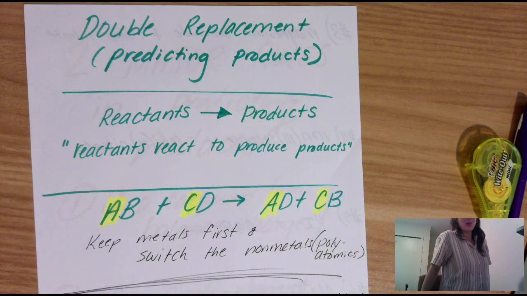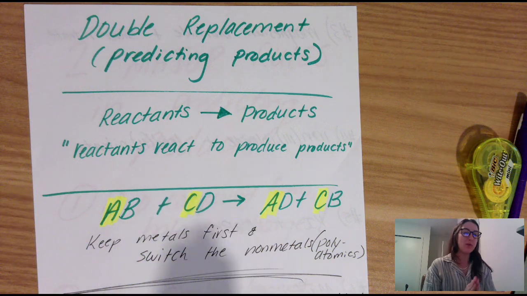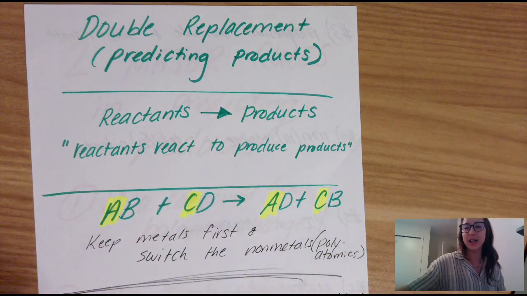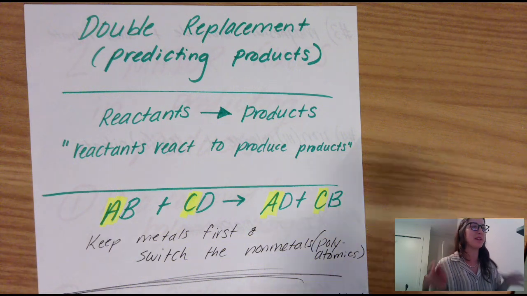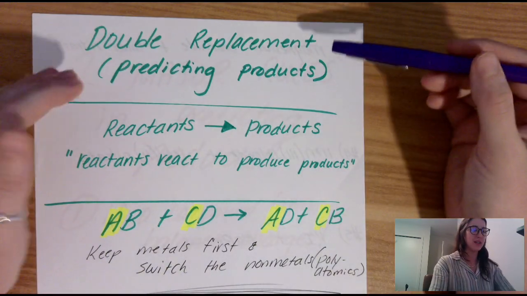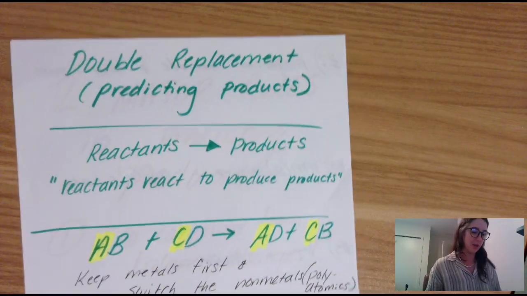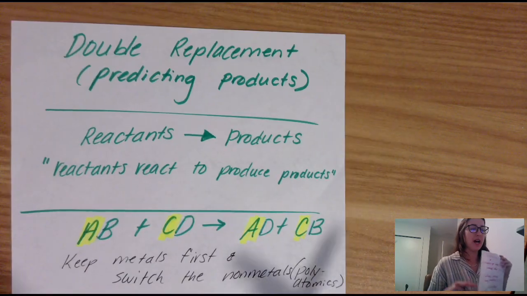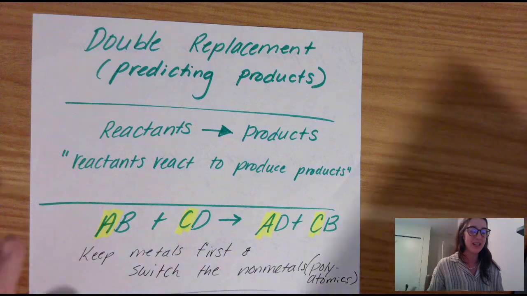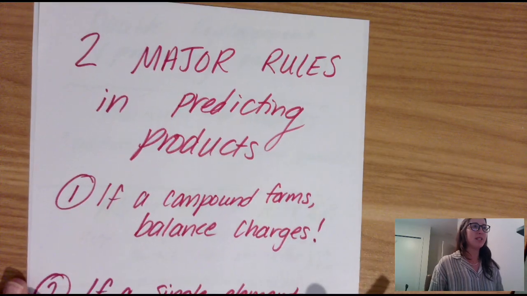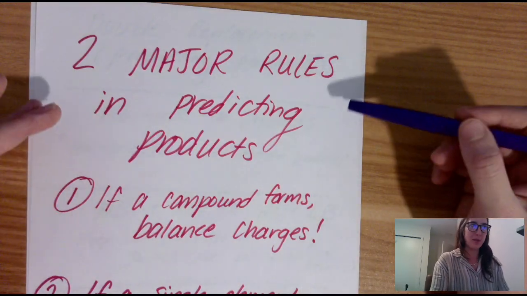We are going to predict products of double replacement reactions here. Double replacement reactions are one of the 5 types of chemical reactions, but in this video I'm just going to really focus on double replacement and the method of that, okay? I do want to mention that predicting products of chemical reactions can get very crazy and confusing. But you always need to come back to 2 major rules in predicting products, okay?